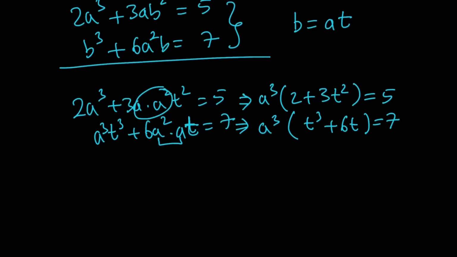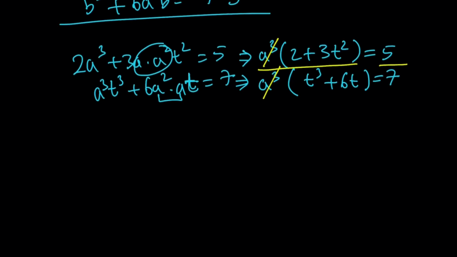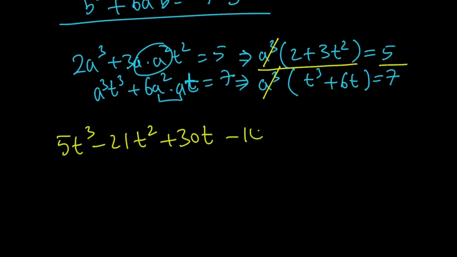Now, here's what we're going to do. This is very important for homogeneous systems. We're going to divide these equations because a cubed is going to cancel out, and we're going to end up with a single variable. That's what's really nice about this. Change of variables works sometimes. And if you cross multiply, you're going to get a cubic equation from here that looks like this: 5t cubed minus 21t squared plus 30t minus 14 equals 0.